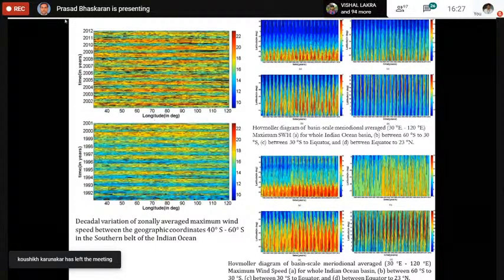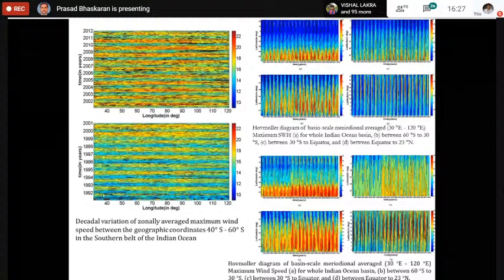If you look from 1990 to 2012, all along the longitude, you can see that the wave activity has completely increased. The wind speed has increased as well as the wave activity. So this is a message which I'm trying to give from this figure. The wind speed, the maximum surface wind speed, the maximum wave height, both has increased over the Indian Ocean region.